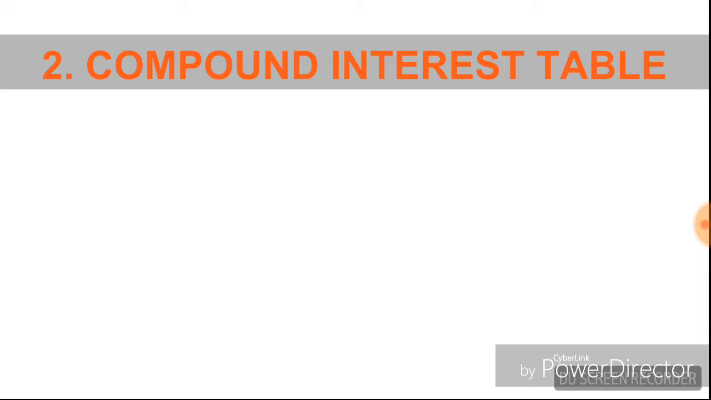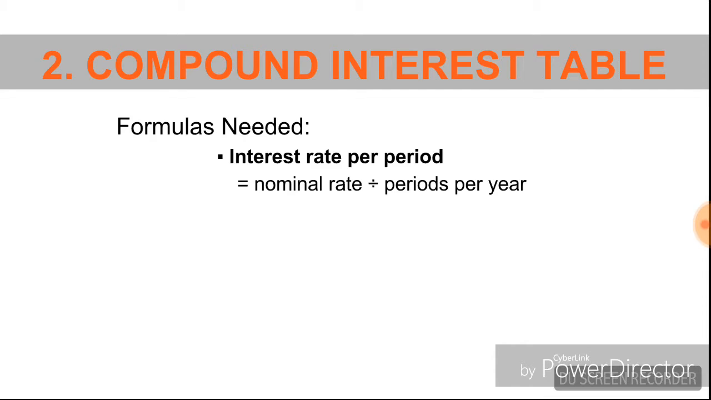The next method involves the compound interest table. You will need several formulas to get the compound amount and compound interest. First is the formula for the interest rate per period, where you will divide the nominal rate by the periods per year.